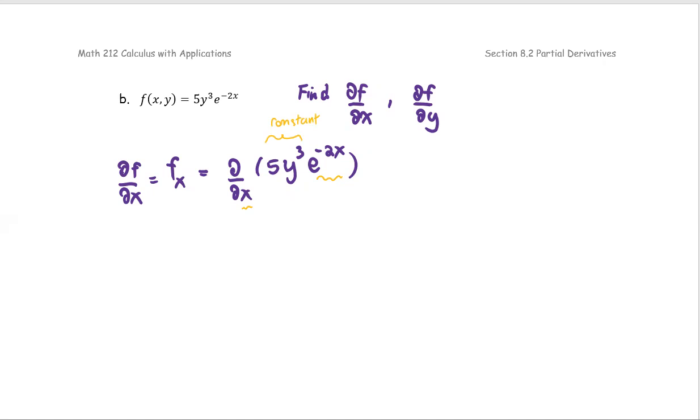Does it make sense? Whatever we see as a constant, we don't touch it, right? It's going to be a coefficient. So let me write it this way. This is a coefficient. The coefficient remains the same, from the constant multiple property or the constant multiple derivative rule. So 5y to the third stays where it is, and we're going to work on the partial derivative of e to the negative 2x. And this portion, we're going to apply the chain rule.